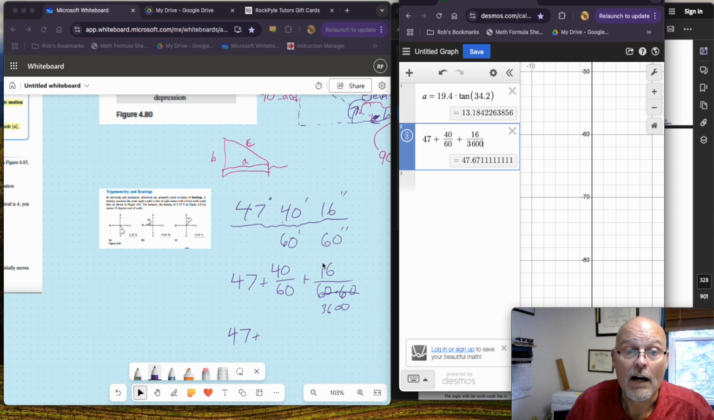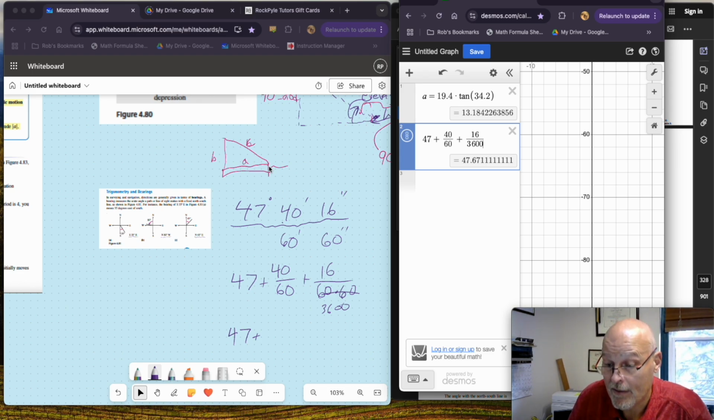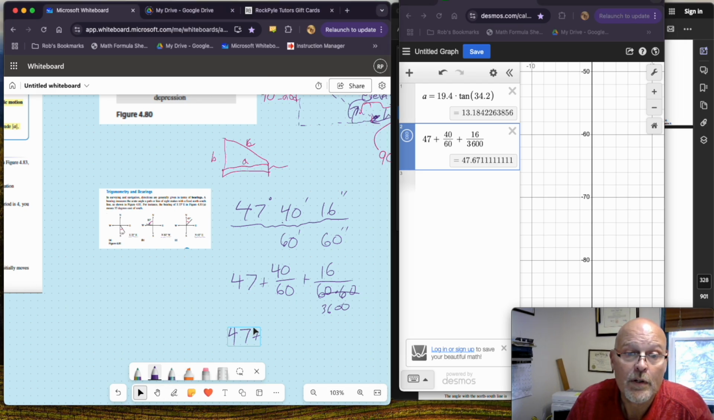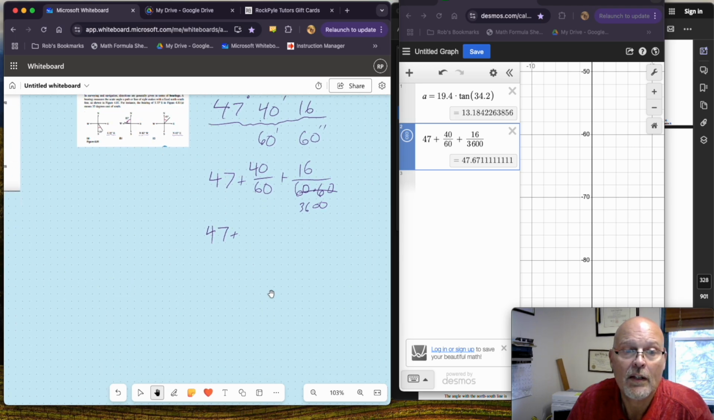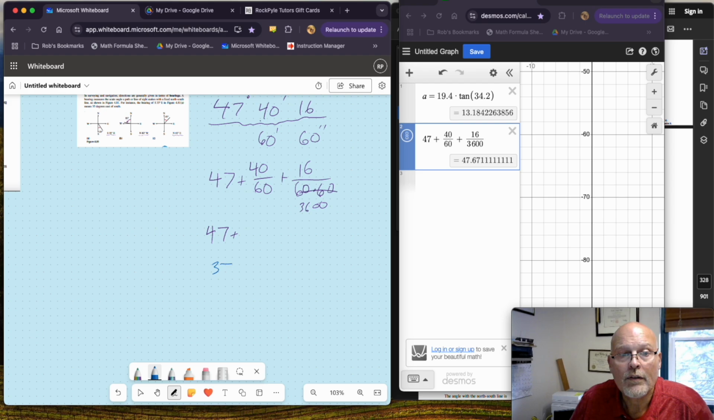Okay. Now, if we want to go the other way, if you're given a decimal degree, which is how you're mostly going to get it coming out of the calculator, we're going to do the opposite. But this one has a couple of steps in between. So let's say I have 37.418 degrees, and I want that to be degrees, minutes, seconds.